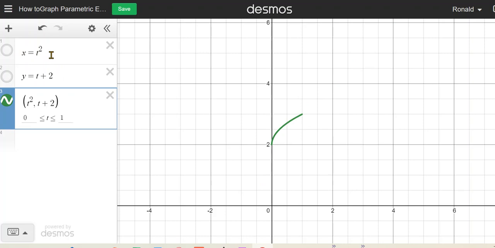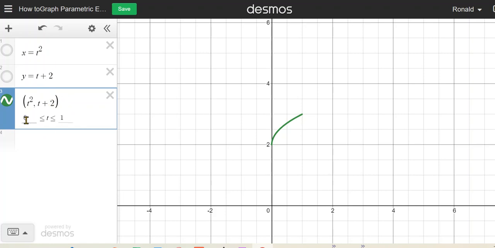The way that we want to write the parametric equations to graph them in Desmos is like we did right here. So we're going to start with a left paren, and then x is equal to t squared. So we're going to put in the x value here, t squared, comma, and then the y value, which is t plus 2. So we put in the y value here.